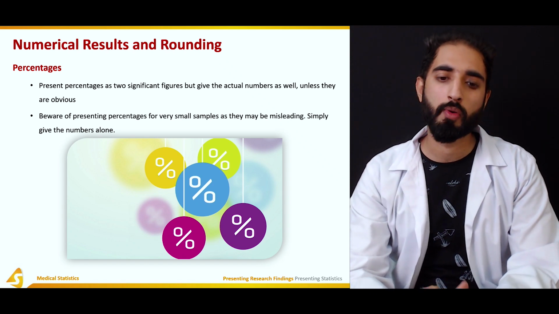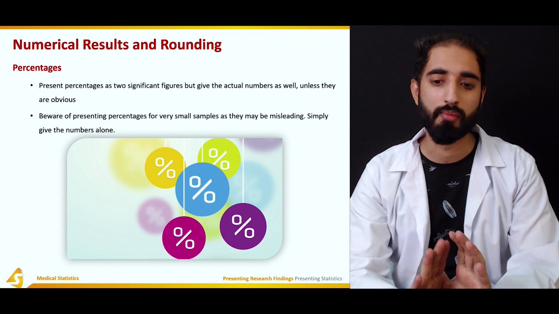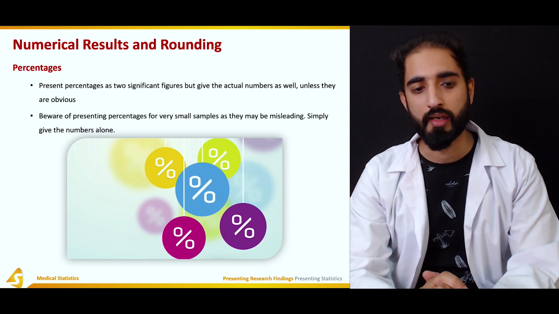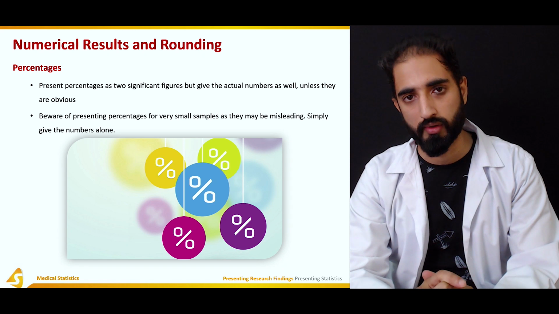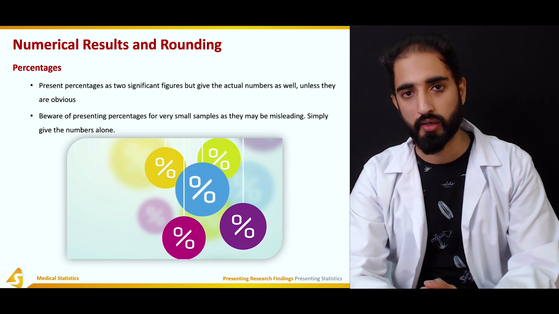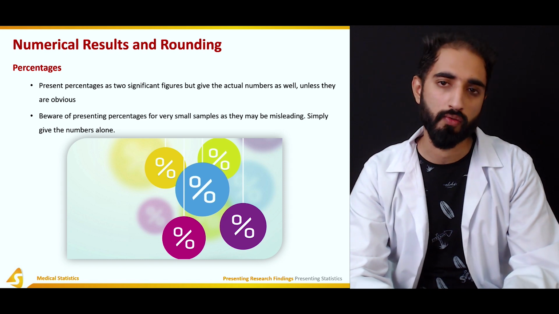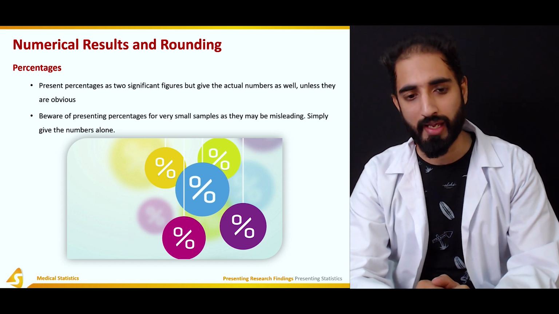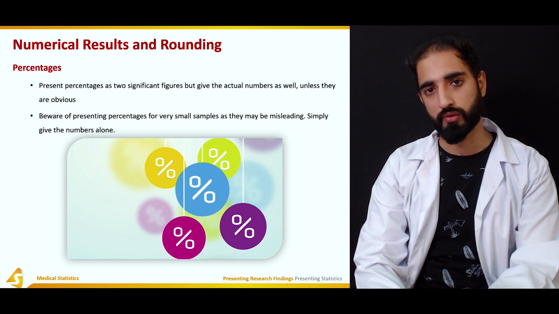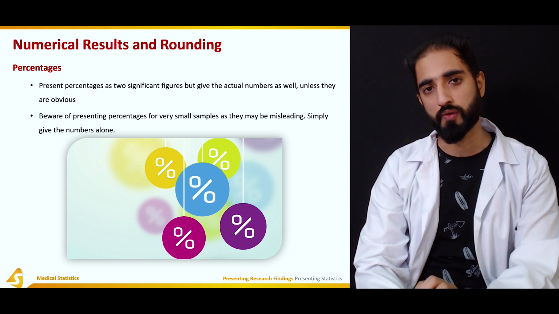And beware of presenting percentages for very small samples as they may be misleading, and simply give the numbers alone, because if the total subjects are 10 and there are 3 out of 10, the percentage for that can be misleading. So don't do that, just mention 3 out of 10 individuals.